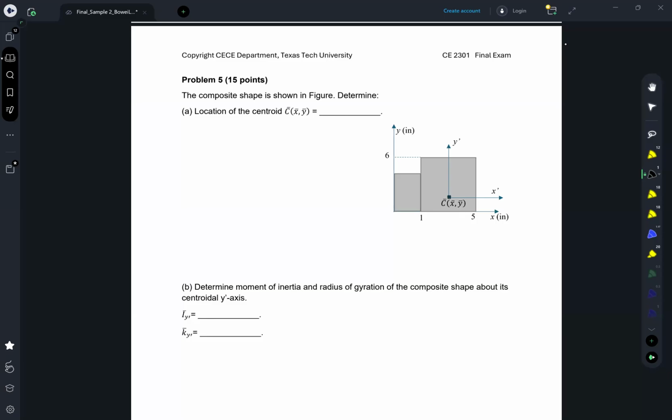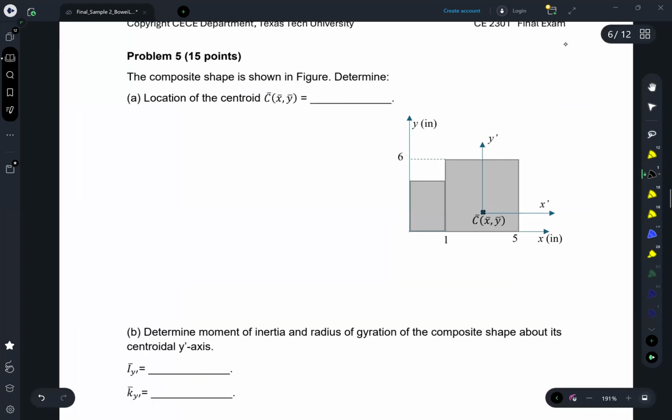Okay, so now it is problem 5 of our sample 2 of the final exam. It is actually requiring us to evaluate the location of the centroid, moment of inertia, and radius of gyration of the composite area, right? Okay, so now we can go ahead and approach it.